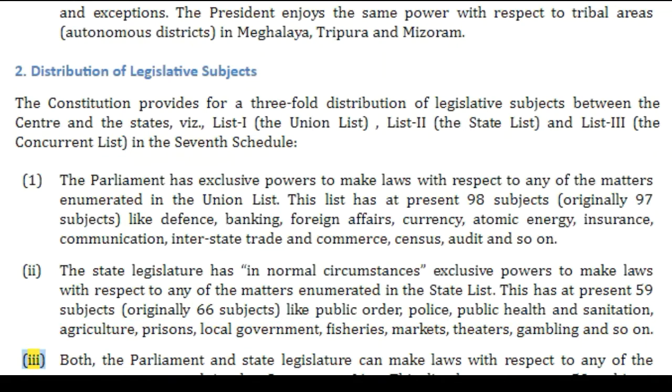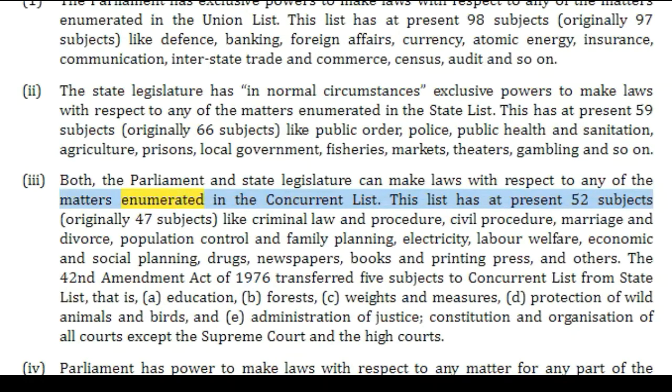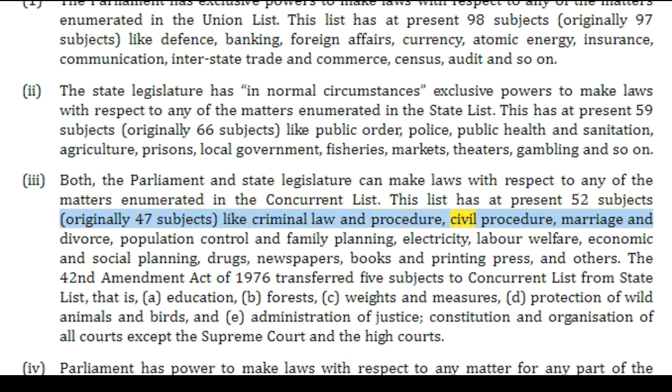3. Both the Parliament and state legislature can make laws with respect to any of the matters enumerated in the Concurrent List. This list has at present 52 subjects, originally 47 subjects, like criminal law and procedure, civil procedure, marriage and divorce, population control and family planning, electricity, labor welfare, economic and social planning, drugs, newspapers, books and printing press, and others.